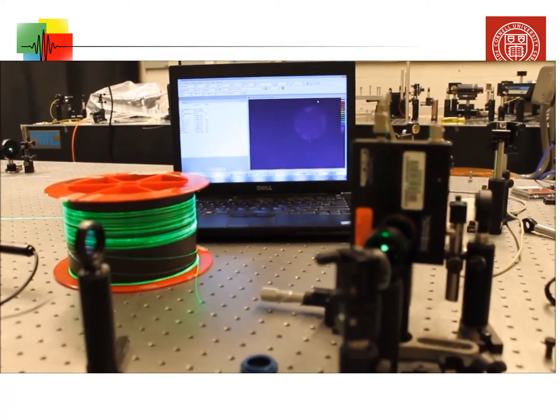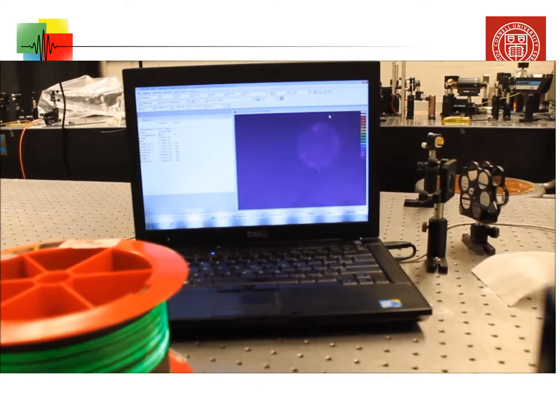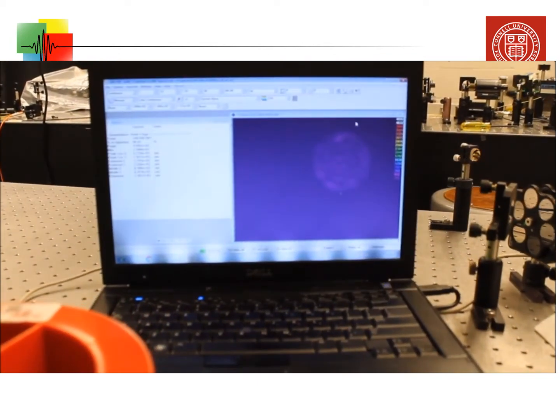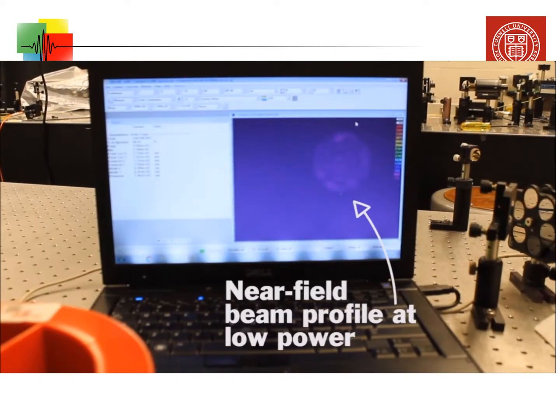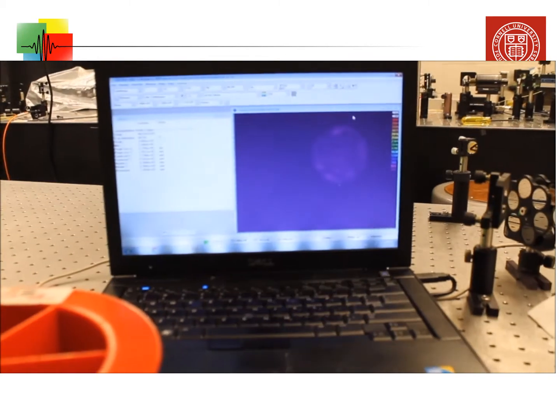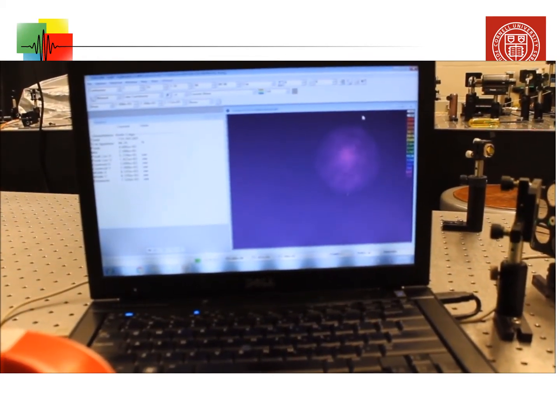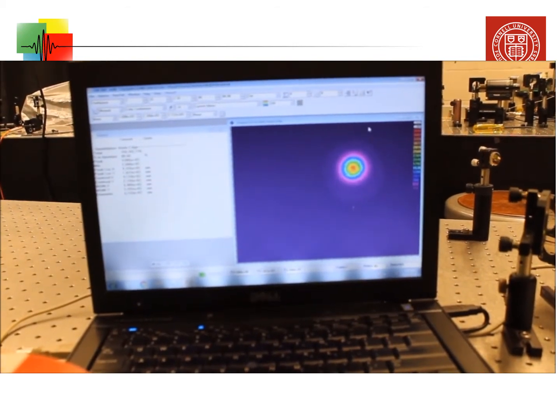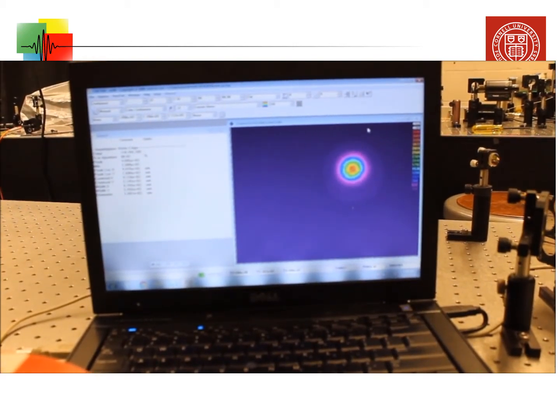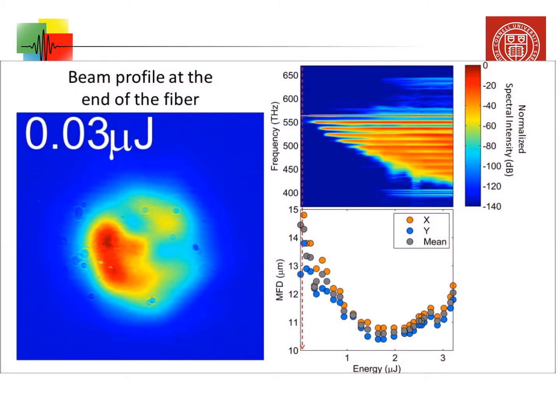Now, at low power, what comes out is something like this. And it's a little bit difficult to see perhaps, but you can see that there's a speckle pattern. There's lots of different lobes and structure in this beam profile. It's not something that would be useful for many applications that require a high spatial quality Gaussian mode. However, as the energy going into the fiber increases, something quite interesting happens. And this is this self-organization that we're talking about. You can see we now get this nice Gaussian mode. So quantitatively, it looks like this.